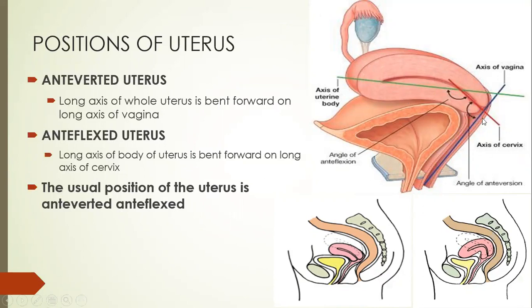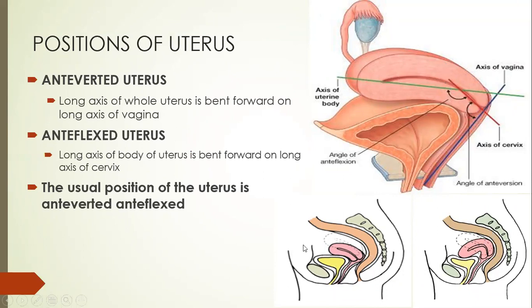So anteversion. This is 90 degrees, between the long axis of the cervix and the long axis of the vagina. This 90 degrees is called the angle of anteversion. Anteflexion is between the long axis of the uterus and the long axis of the cervix. This angulation is obtuse and is called anteflexion. So the uterus is in an anteverted, anteflexed position. This is the normal position.